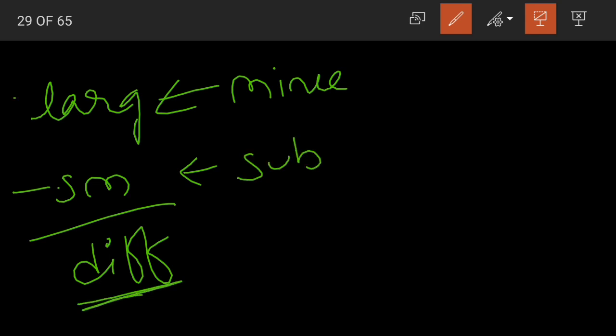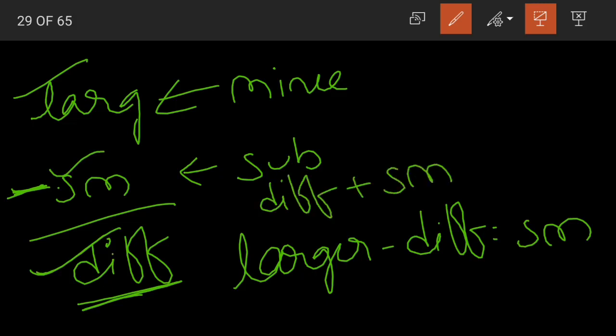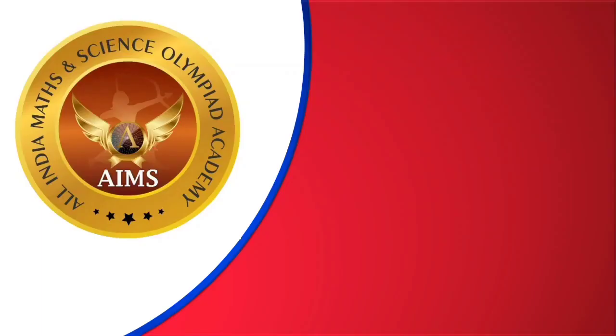So when we have the larger number and the difference, what do we do? We subtract. Yes, we subtract: larger number minus difference is equal to our smaller number. And when we have the smaller number and the difference, what do we do, children? We add them. Difference plus smaller number is equal to our larger number. I hope you understood today's class. Yes, children, I hope today's class was clear.